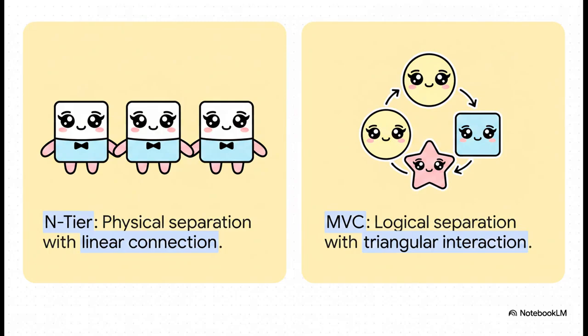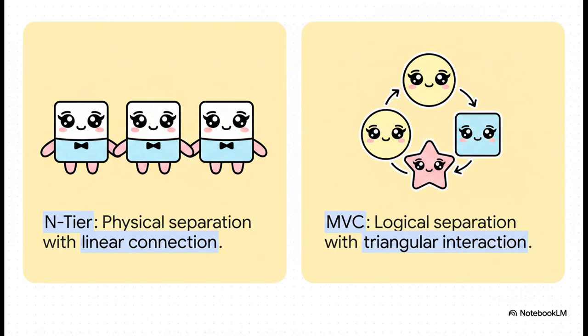Now, it's really important to contrast this physical structure against popular software design patterns, specifically the MVC, or Model View Controller Framework. N-tier is a physical separation of actual servers connected linearly. MVC, on the other hand, is a logical separation written in code with a triangular interaction. That means the controller can access both the view and the model directly.